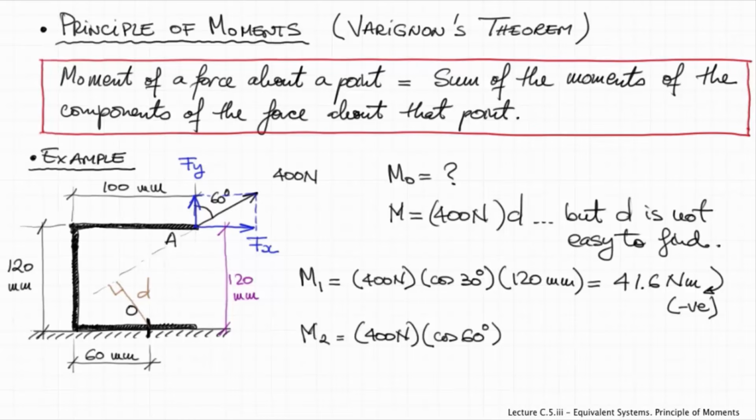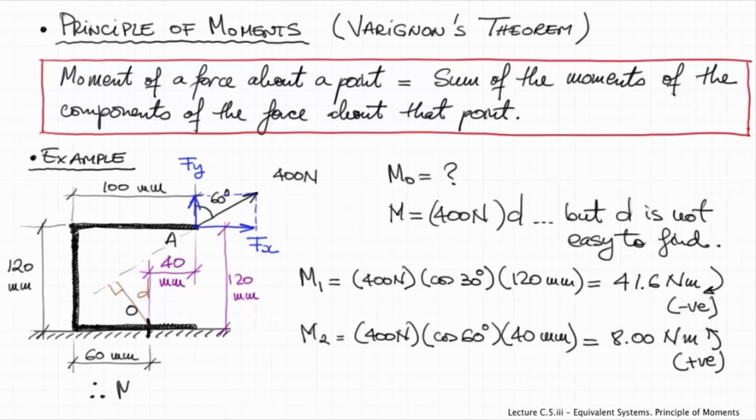Secondly, the moment produced by the y component of F equals 400 newtons times cos 60 times the moment arm of Fy, the distance from O to the line of action of Fy, which is 40 millimeters. And that gives us 8 Newton meters. Fy would rotate around O counterclockwise, so this moment would have a positive sign.